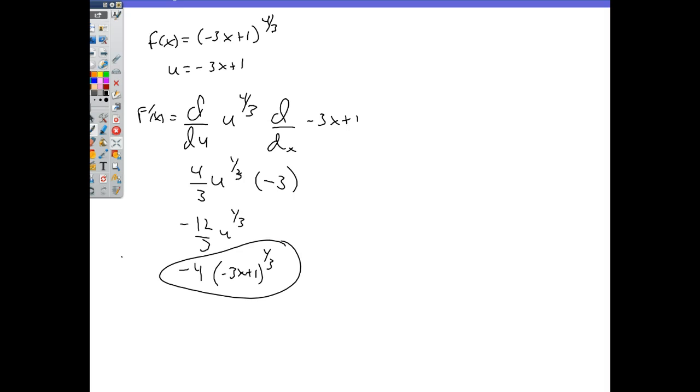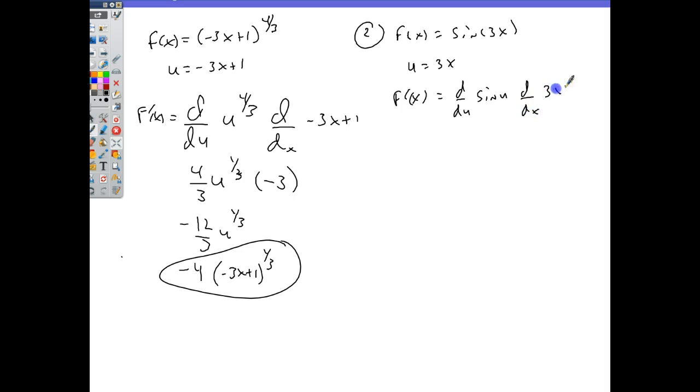We're going to do 3. Can I have you do 2 first, and then I'll have you do 3 as well, I guess? Okay. Sine 3x. What's the ugly part? Is there a double change? So the ugly part is the 3x, so I set u equal to the ugly part. Agreed? So then f prime of x is equal to the derivative with respect to u of sine u times the derivative with respect to x of 3x. Agreed? What do I get?